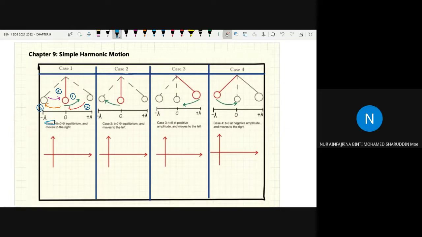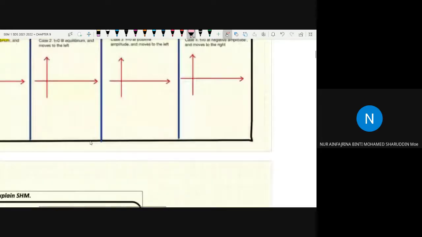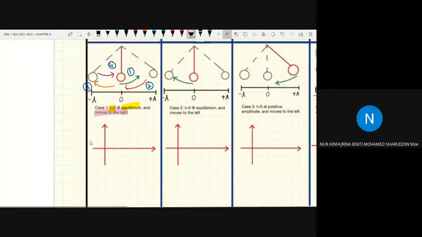Case 1. So Miss nak korang highlight yang ini. Time equals to 0, dia dekat equilibrium and dia move to the right. The first step adalah dia akan move to the right. Okay, now let's look at the graph.